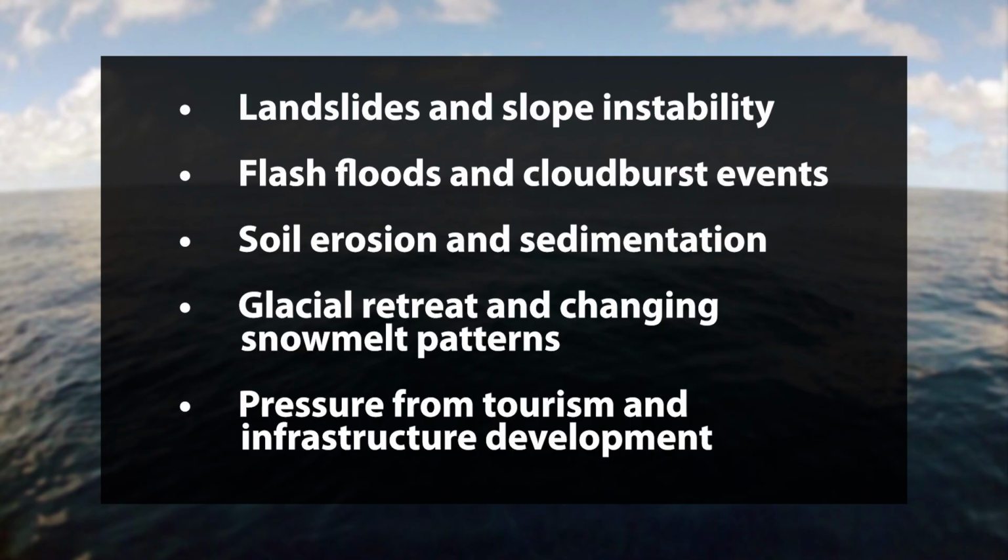The major environmental concerns in this area are landslides, slope instability, flash floods and cloudburst events, soil erosion, sedimentation, glacial retreat and changing snowmelt pattern, and pressure from tourism and infrastructure development. Remote sensing and GIS were used to delineate subwatersheds, analyze land use land cover changes, identify erosion, flood and landslide prone zones, assess runoff and hydrological behavior, which supports sustainable watershed and disaster management planning.